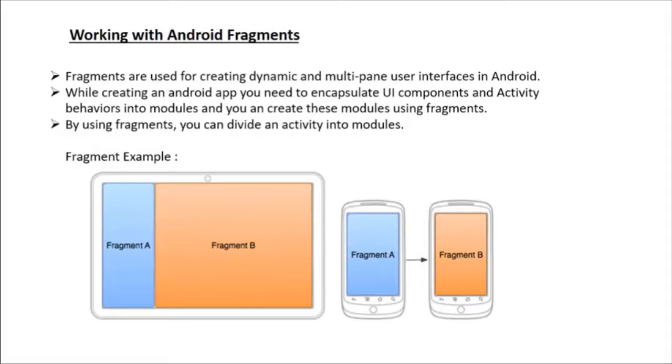Instead of creating multiple activities, you can divide an activity into modules. Here we divide a single activity into two modules called fragment A and fragment B. On a large screen, we display two modules at the same time, but on a normal screen, we display only one module. This is the actual use of fragments in Android application development. That means you can easily create dynamic user interfaces using fragments.